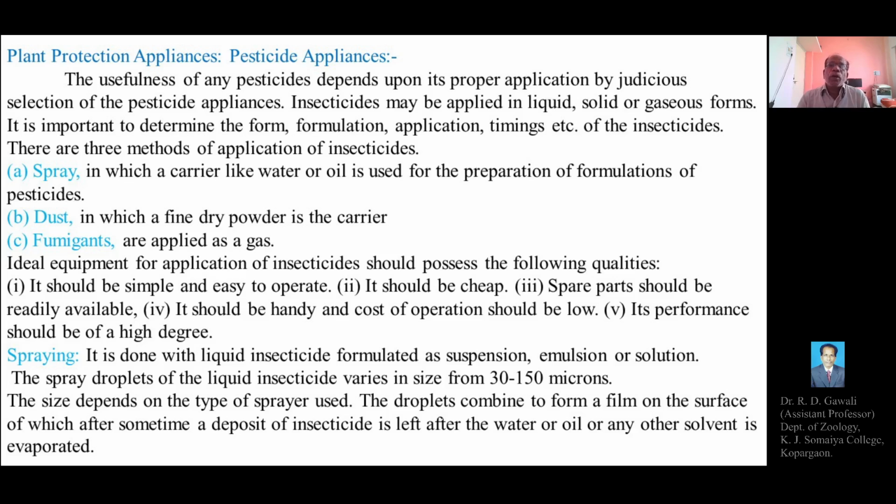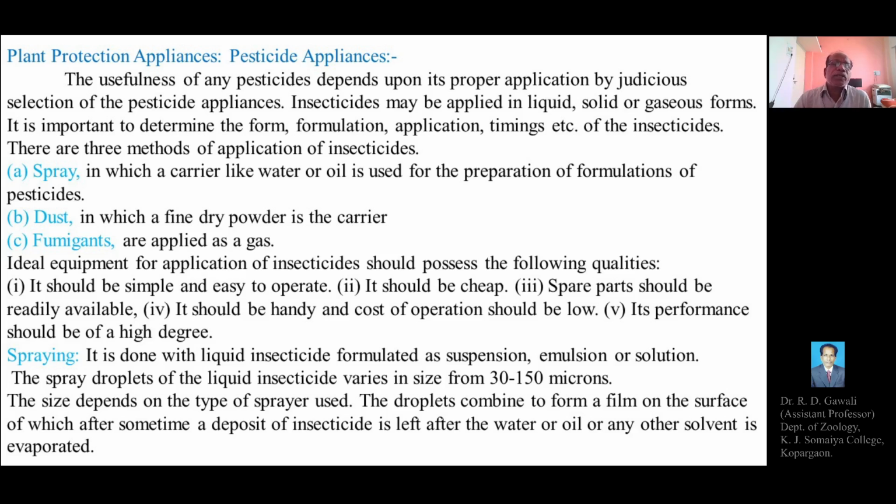There are three methods of application of insecticides. The insecticides are available in different states, that is solid, liquid or gaseous, and thus there are three types of application: spray, dust and fumigants. First one is a spray, in which a carrier like water or oil is used for the preparation of the formulations of the pesticides.